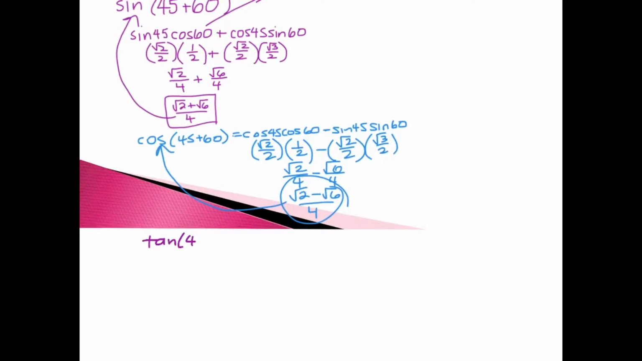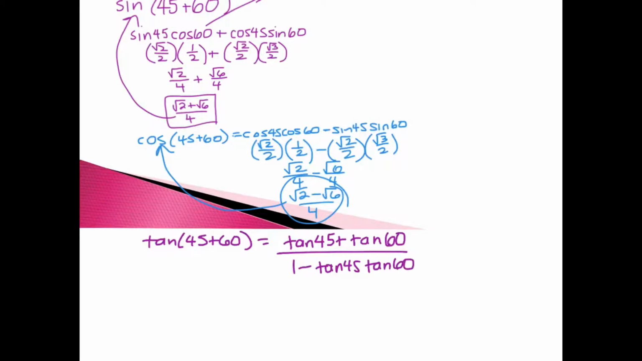All right, last one for this question is tangent. So I'm doing tangent of 45 plus 60. The pattern for tangent would be tangent 45 plus, so the sign stays the same, tangent 60, over 1 minus, sign's opposite, tangent of 45 times the tangent of 60.